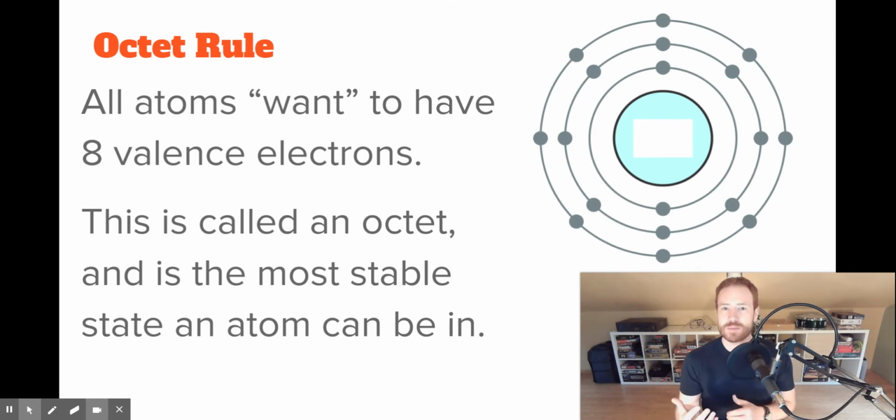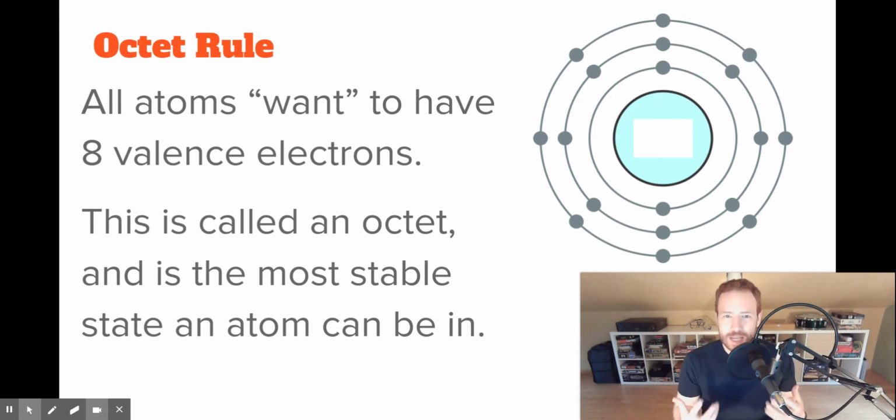The reason that atoms naturally want to fill their octet, I keep saying want, atoms don't have brains. Atoms, as far as we know, don't have a consciousness where they are like, oh, yeah, I want eight valence electrons, like a human might want to collect all 150 Pokemon. And I know there are more than that, but OG 150 is all that I subscribe to personally.